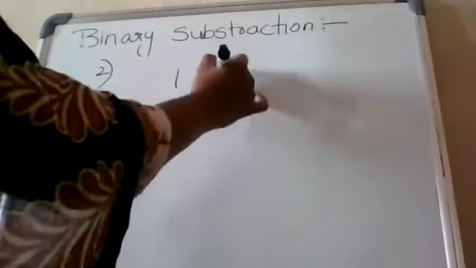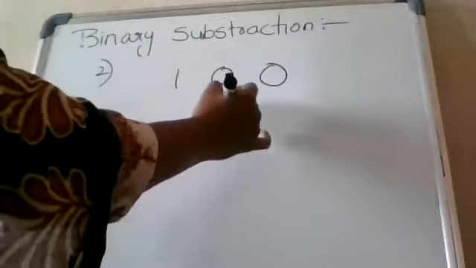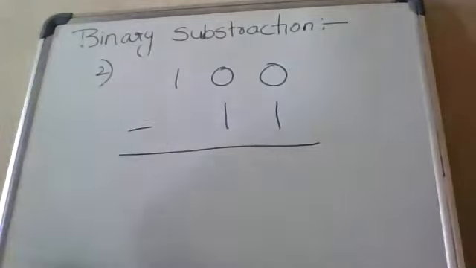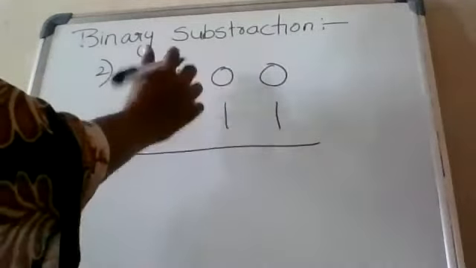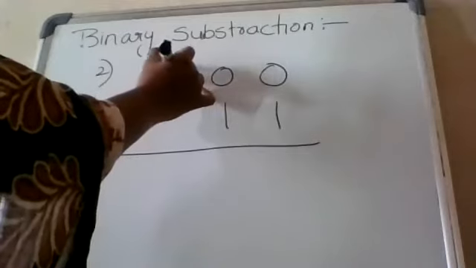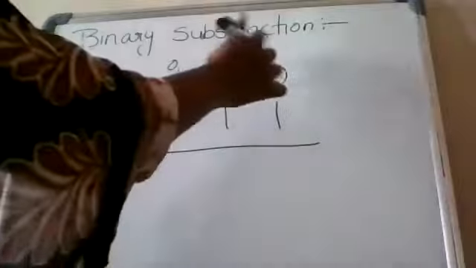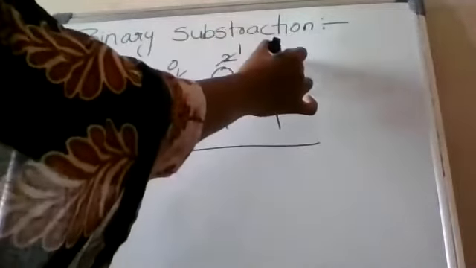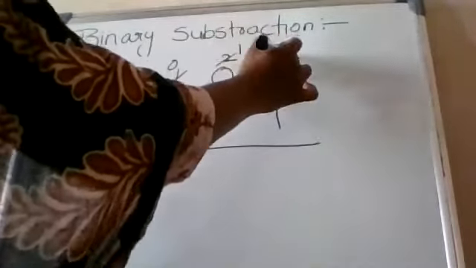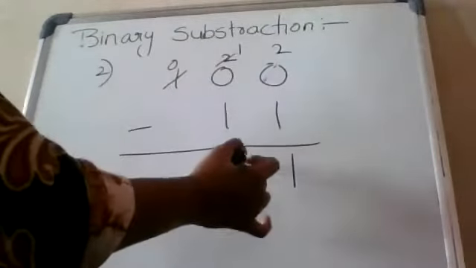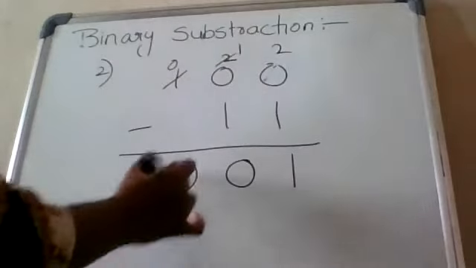1 0 0 1 1. Here 0, here 0. So take the borrow from here. This one 0. Here 2. Again take the borrow. Here 1. Here 2. 2 minus 1, 1. 1 minus 1, 0. Here also 0.